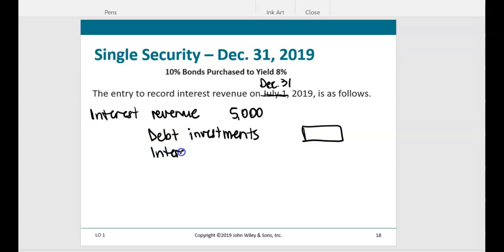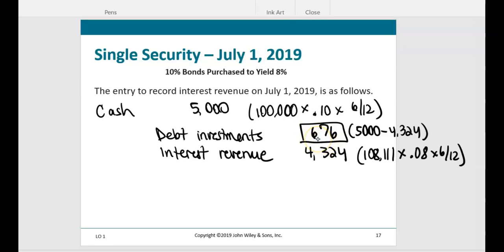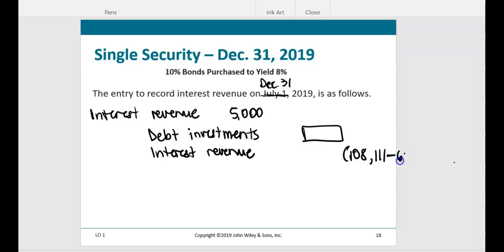And record interest revenue, because we're about to report our income statement and we need to show how much we've actually earned. We purchased the bonds, or the debt investment, at 108,111, and then we reduced that amount 6 months ago by 676. So let's subtract out 676, multiply this by the market or effective rate of 8%, and allocate it for half the year. And we will get interest revenue of $4,297.